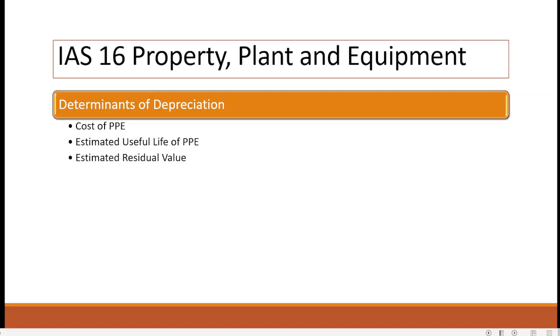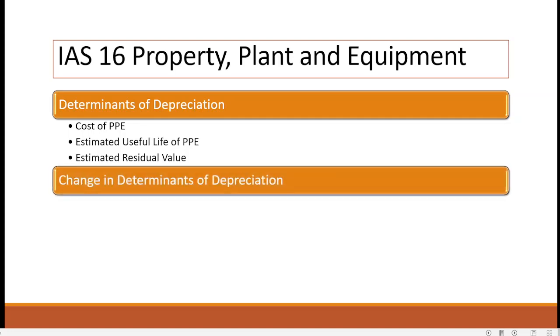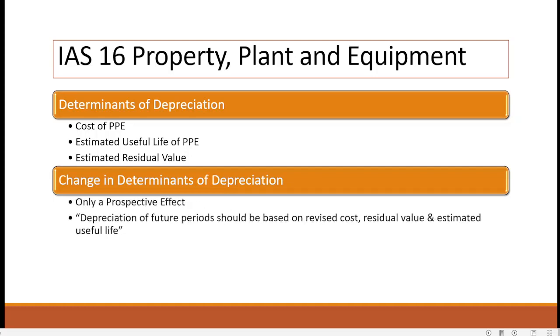So if let's say you reduce the residual value because of which the depreciation amount is higher, the higher amount will be depreciated over the remaining life of the asset. You cannot adjust the last year depreciation which you have already charged, right? If there's a change in the determinants of depreciation, usually it's a prospective effect. So you can adjust the future depreciation, not the past depreciation. You cannot change the previous one unless you are changing the policy of the depreciation itself.